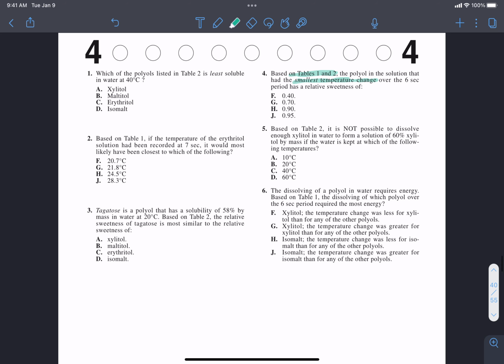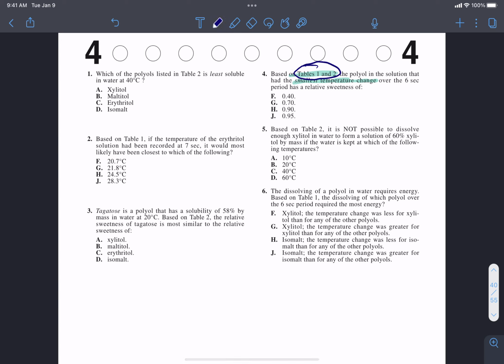So this question type I kind of like to call cross analysis. The reason why is because it tells you to look at tables 1 and 2. And the ACT will be clear about that. A lot of the times when it wants you to take information from one graph and then use that information to find something from another graph, it'll tell you. It'll say based on figures 1 and 2 or based on tables 1 and 2. That's how you know you're going to be looking at both of those tables. So make sure you keep that in mind.